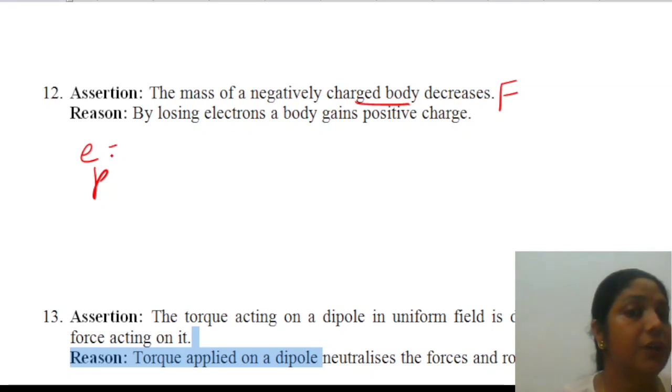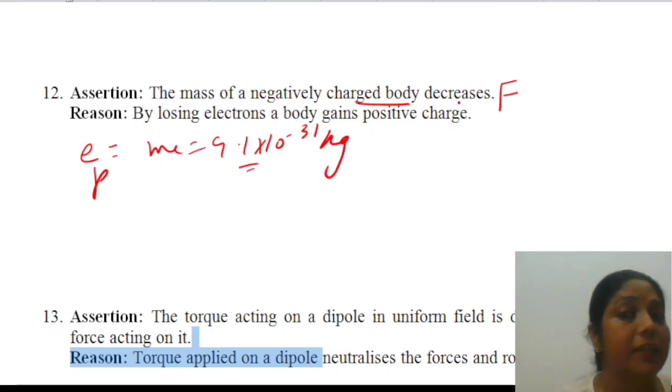The mass of an electron is 9.1 times 10 to the power minus 31 kg. Whatever the mass, the mass of a negatively charged body does not decrease, it increases. This statement is false. Reason: by losing electrons, a body gains positive charge. Yes, by losing electrons, the body becomes positively charged. But is this statement true or false? By losing electrons, a body gains positive charge.